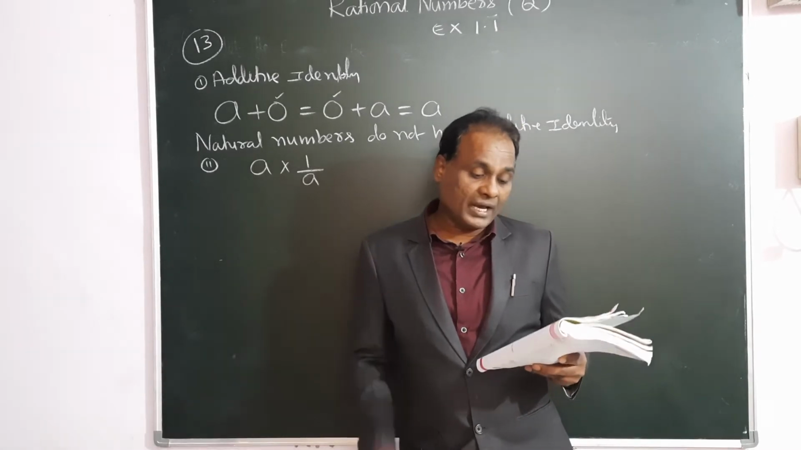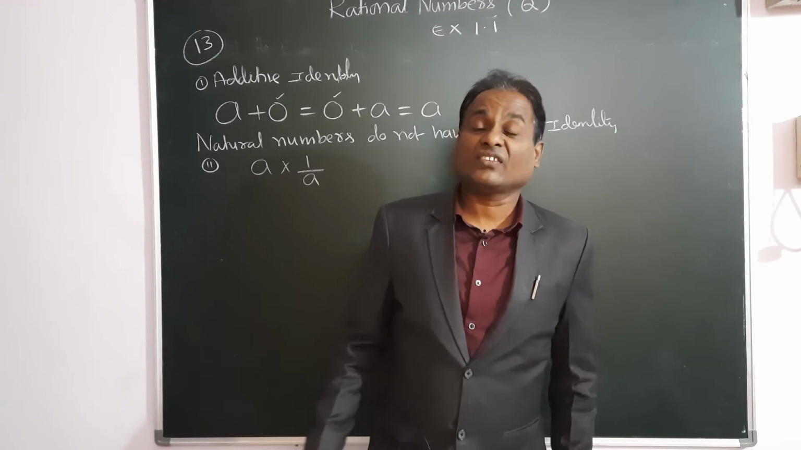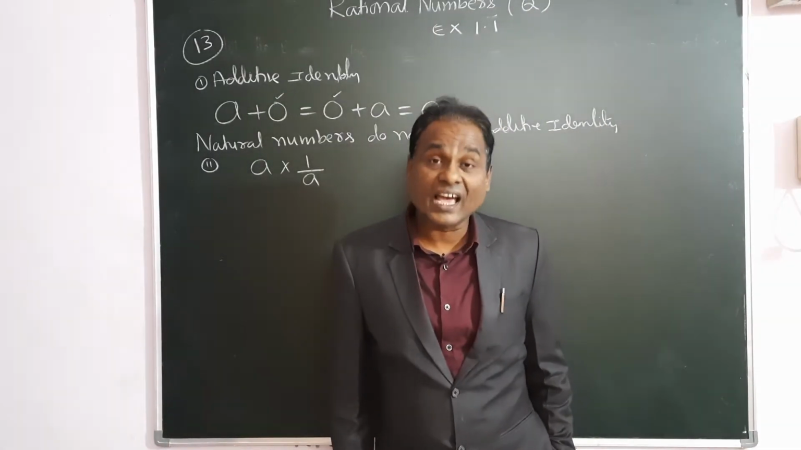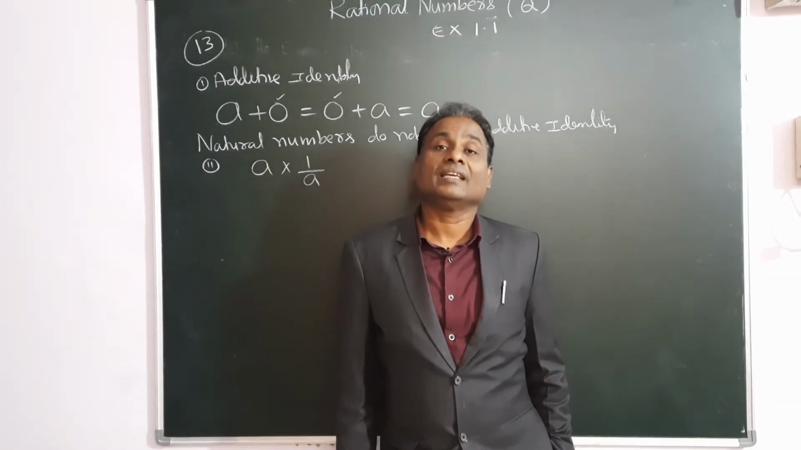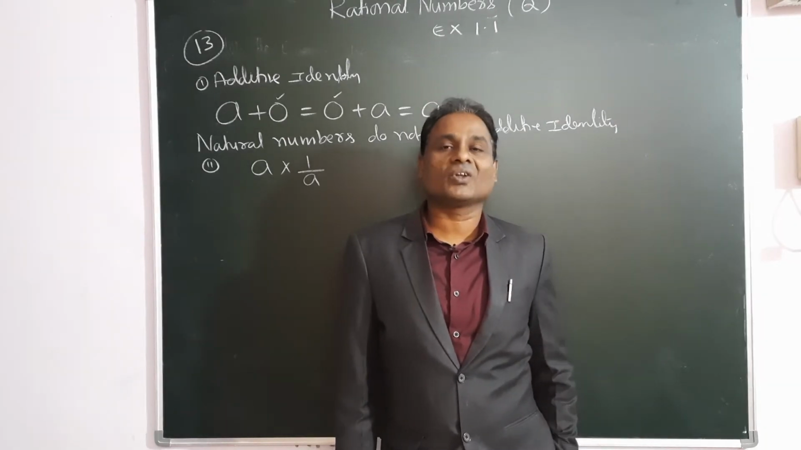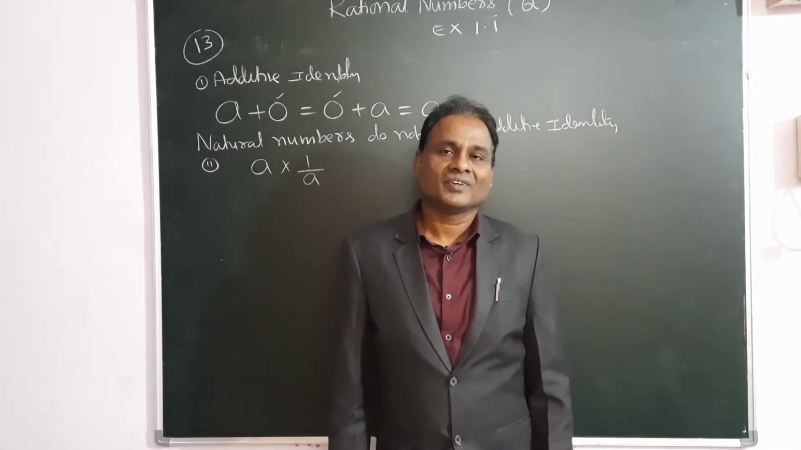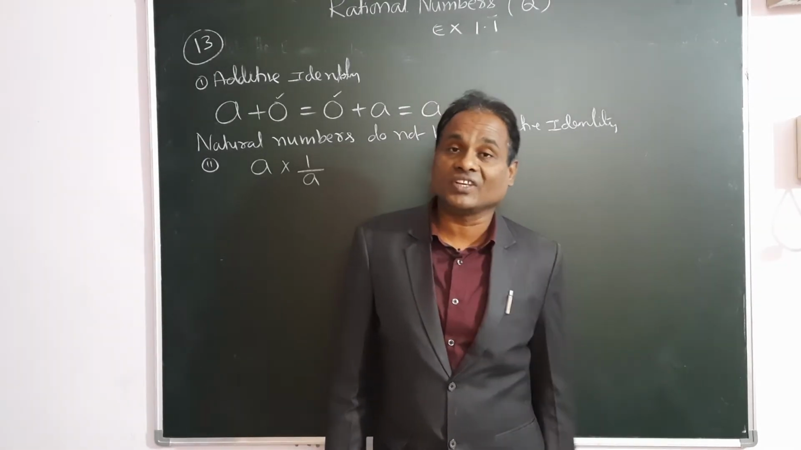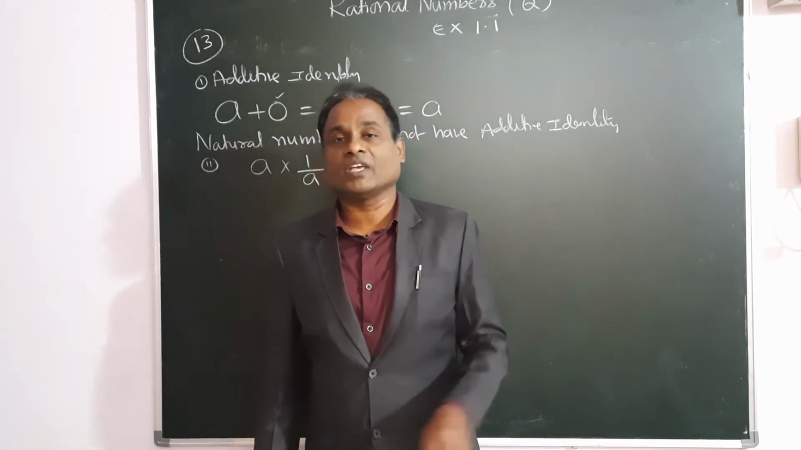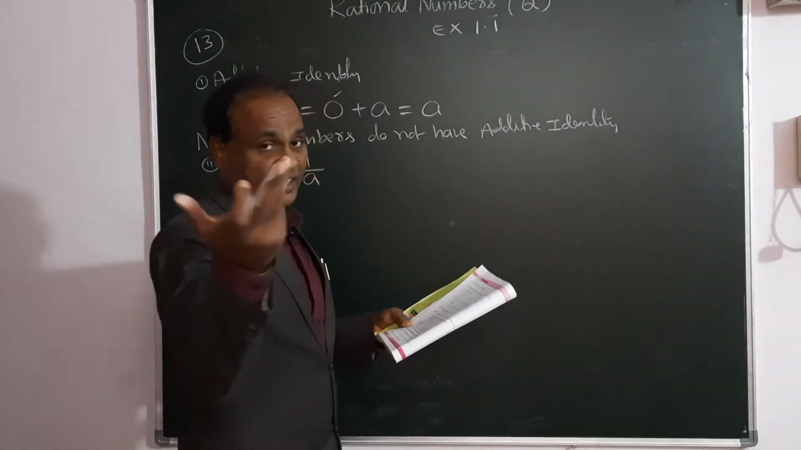The rational number that does not have any reciprocal is 0. 0 has no reciprocal. 0 reciprocal is 1 by 0. 1 by 0 is not defined. All the numbers will have a reciprocal except 0. 1 by 0 is not a number. So the answer is 0.